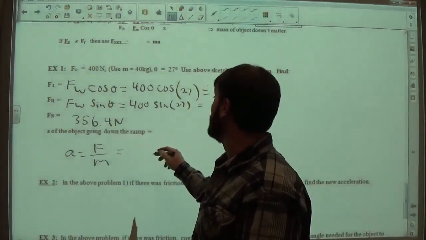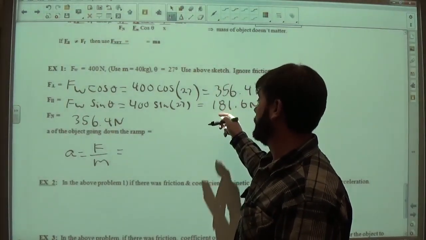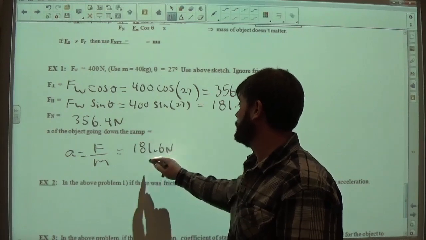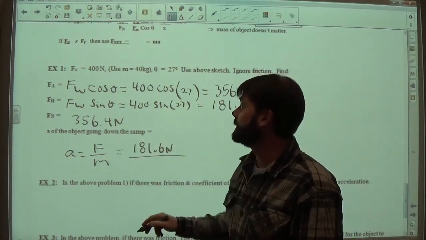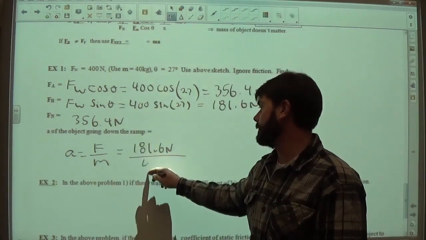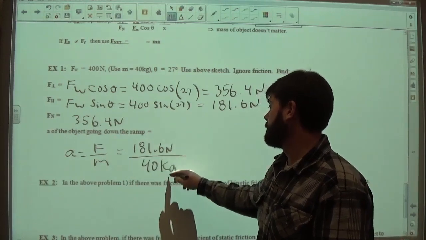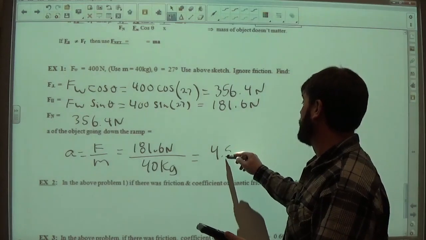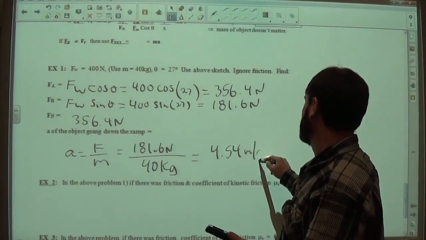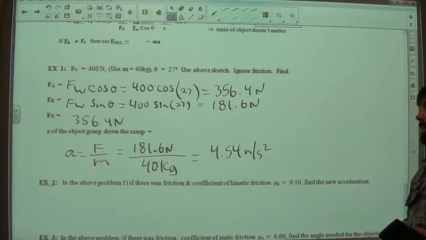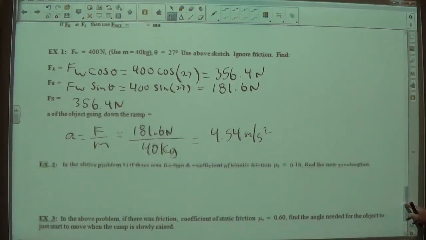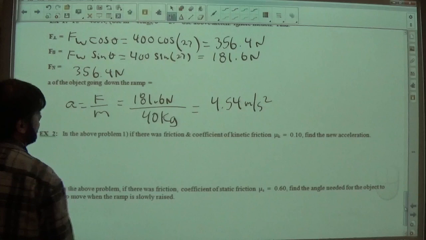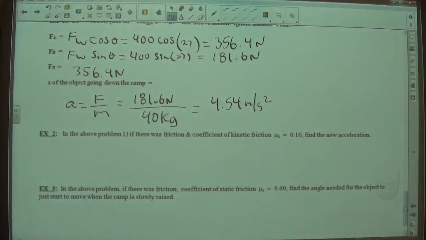So our force parallel is the 181.6 newtons, and the mass of our block is equal to 40 kilograms. So we take the 181.6 divided by 40, which gives us an acceleration of 4.54 meters per second squared. And in example 2, they're going to ask us to do the same thing, except this time they want us to figure out how friction would slow this down.